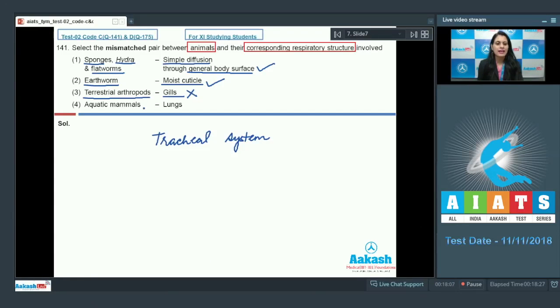Our last option given is aquatic mammals. Aquatic mammals like dolphins or whales respire through lungs. So this is the correct option. So the correct answer for this question is option number 3. Let's move on to the next question.